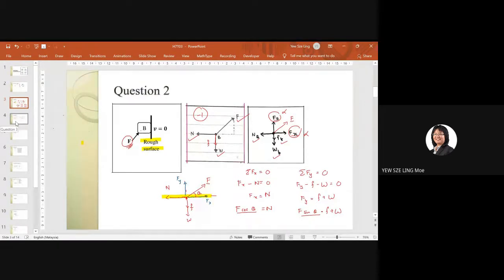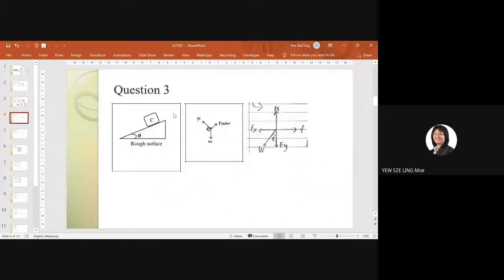So let's look at the next question. Next, question number 3, how are we going to do it? First you have object C. Now object C by nature should drop, it should slide down. Therefore, in this case, we have frictional force that's going up.